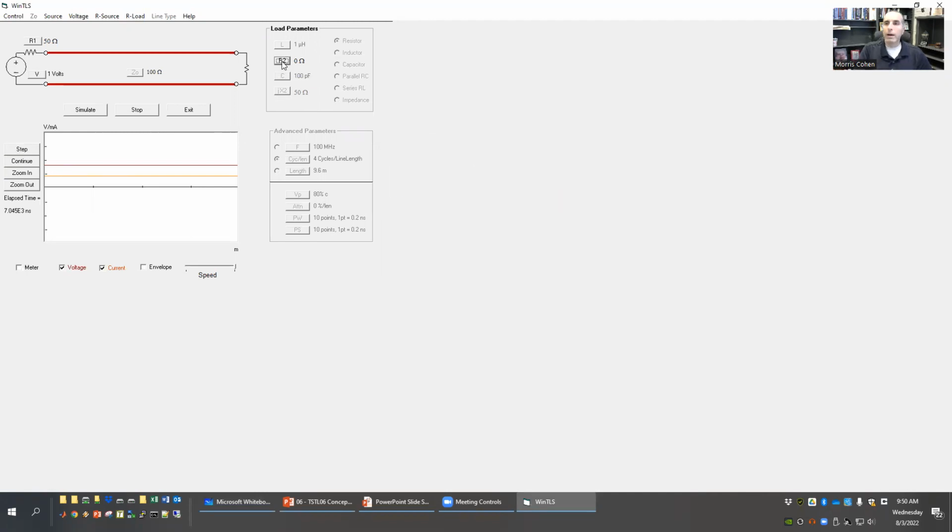All right. Now, before I press play, let's think about what's going to happen. We've got a positive going wave that's going from generator to load, and we've got a negative going wave that's going from load back to generator. Which one is going to change, and where is it going to change the moment that we change that load resistor?